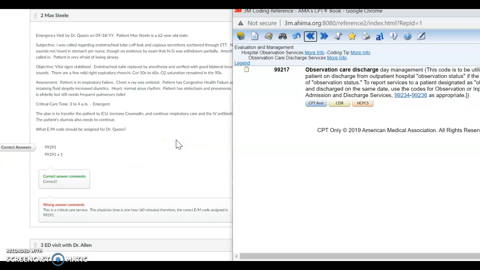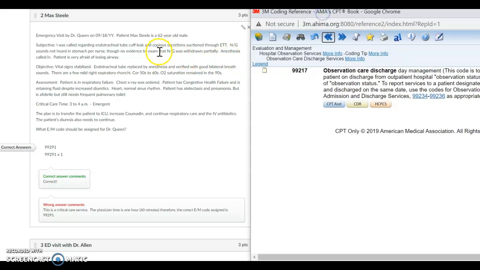Okay, so let's go here with number 2, Max. We have a good SOAP note here with a subjective. This patient was having trouble with their endotracheal tube leaking. He was afraid of losing airway. The objective, again, keep in mind, is the examination. The assessment, here's kind of the major thing going on. The patient is in respiratory failure. They did take a chest x-ray. The patient does have congestive heart failure. They are retaining fluid. The heart's normal. Patient has atelectasis and pneumonia.